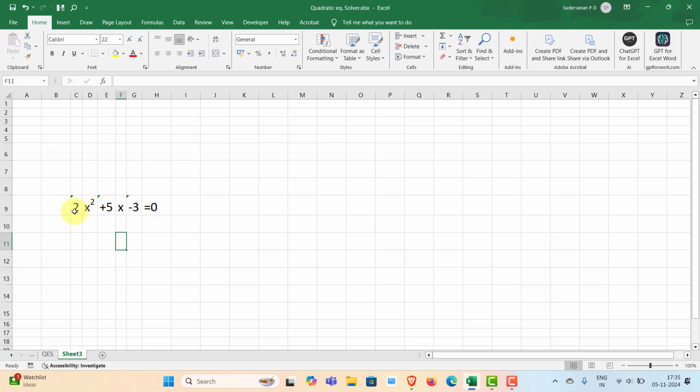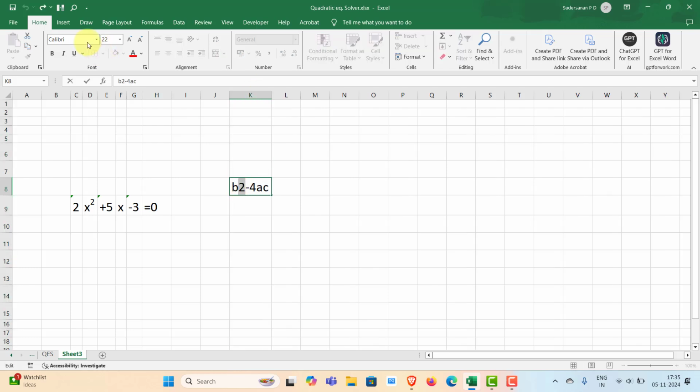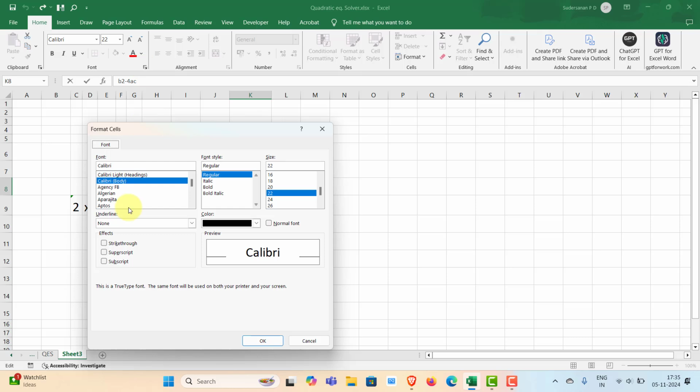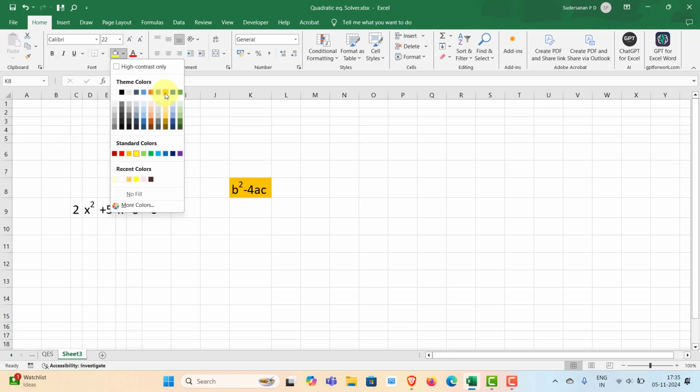So when you change the values of A, B, C, you should get the roots of the equation. So here I'll find out the value of b² − 4ac. I'll type b² − 4ac and convert that into superscript. Okay, so this is b² − 4ac. Now I should calculate the value. So this cell, I'll give a different color.